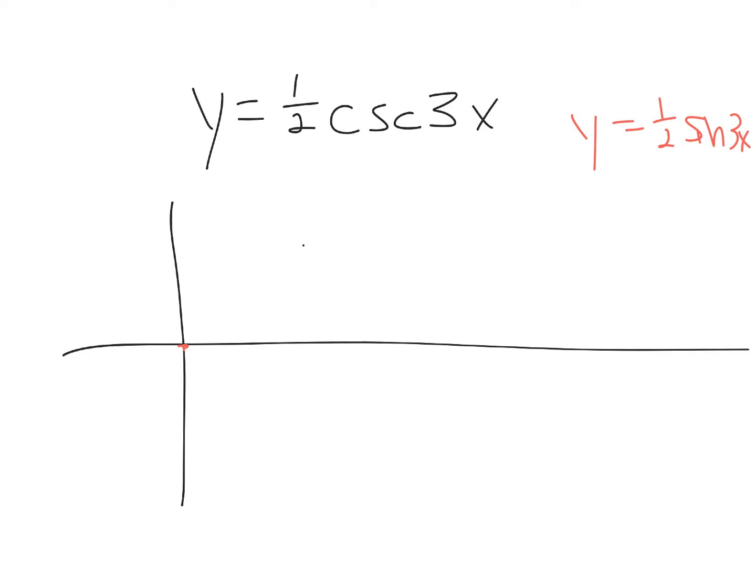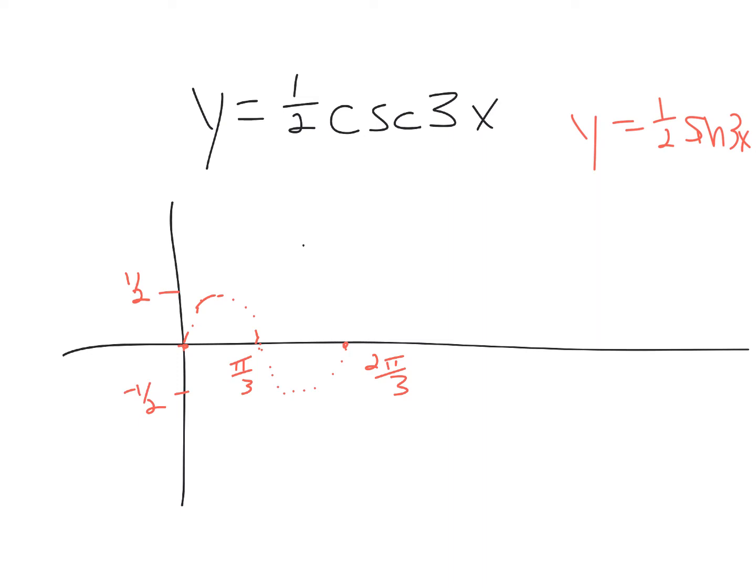so one period is 2 pi over 3. So we'll call this 2 pi over 3. Halfway would be pi over 3. And I'm going to do a dotted line so that we're not confused. I'm going to go up to 1/2 and down to -1/2.